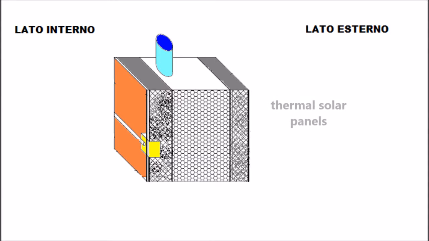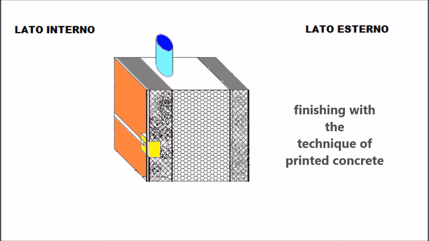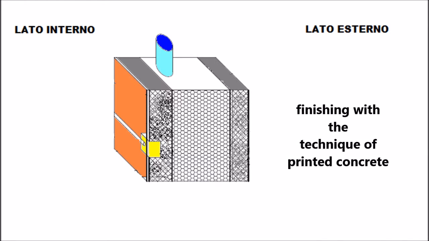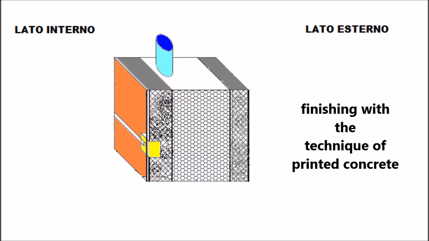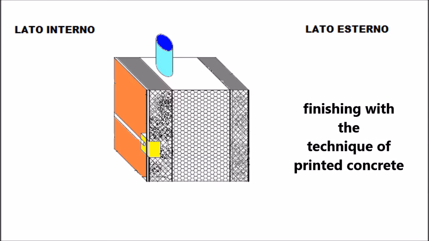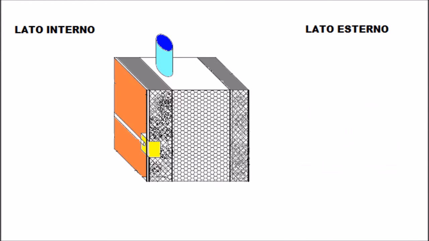The external walls exposed to south can contain a pipeline for the heating of the sanitary water, becoming in this way thermal solar panels. The superficial external finish can use some technique of the printed cement with the possibility to get finishes and forms that in other ways would be difficult to obtain.